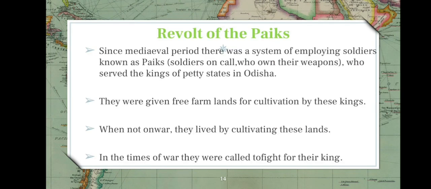Revolt of the Pegs. Since the medieval period, there was a system of employing soldiers known as Pegs, soldiers on call who owned their weapons, who served the king of a petty state in Odisha. They were given free farmland for cultivation by these kings. When not at war, they lived by cultivating this land. In the time of war, they were called to fight for their king.